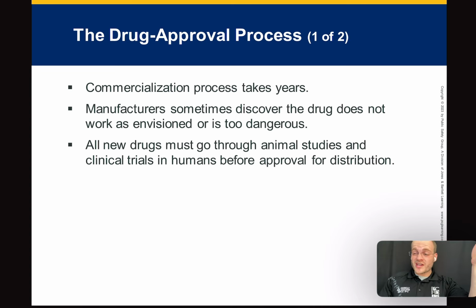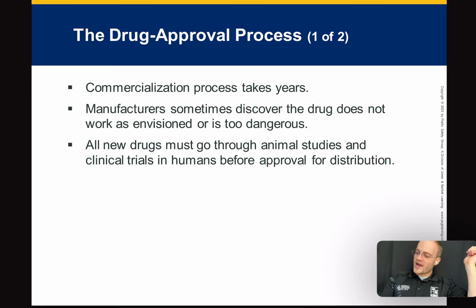So manufacturers sometimes discover that the drug does not work as envisioned, or it's too dangerous. I'll give you a really good example. The drug Viagra, sildenafil. If you don't know, Viagra is used for erectile dysfunction, so it gives men erections. Originally this drug was created for pulmonary hypertension, a condition where the vessels in your lungs are clamped down, and it actually tends to affect women idiopathically. What happened was, they started giving this drug in clinical trials, and men are popping up with these erections, and they're like, "Oh wow, this drug works really well to give men erections."